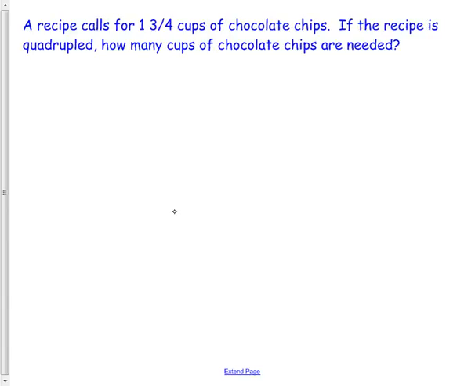Another question that will show up on your test, okay? A recipe calls for 1 3/4 cups of chocolate chips. If the recipe is quadrupled, that's times 4, how many cups of chocolate chips are needed? So we're going to take 1 3/4 times 4. All right, let's get this into an improper fraction, so let's add 4 to the top.